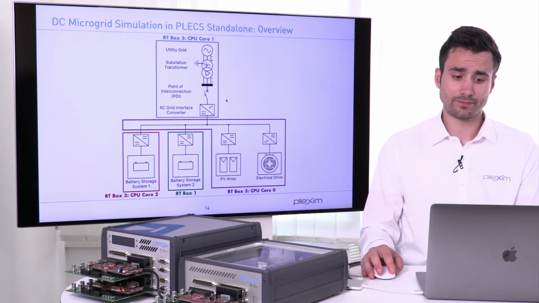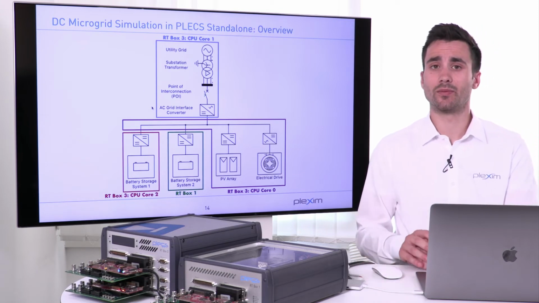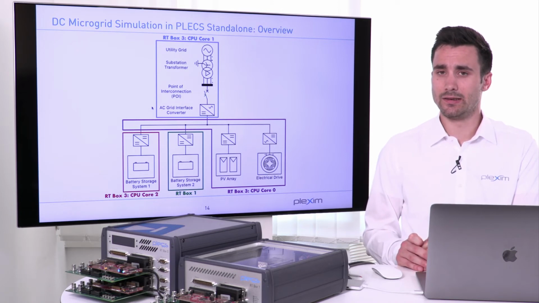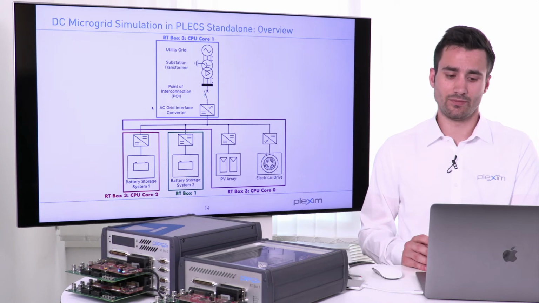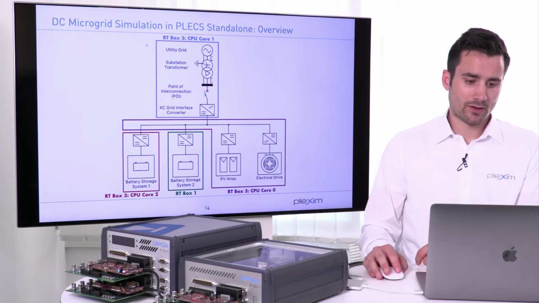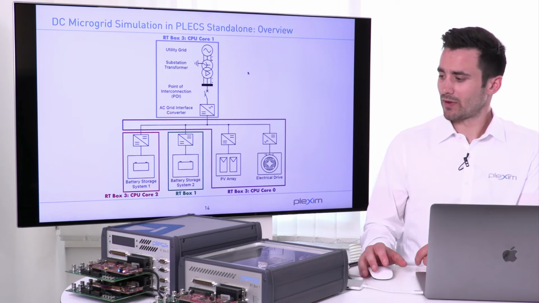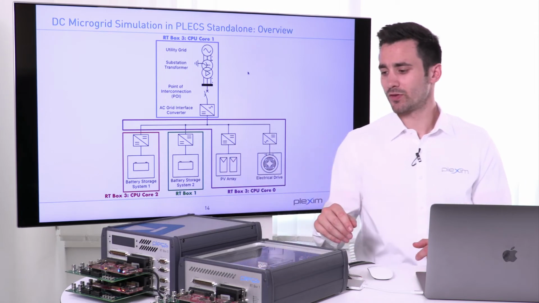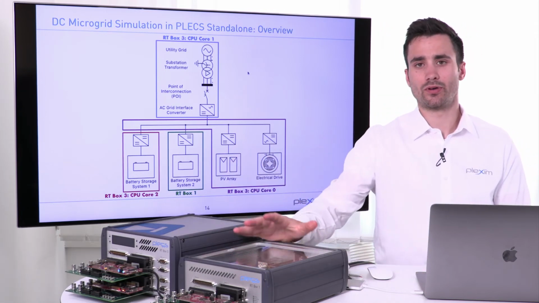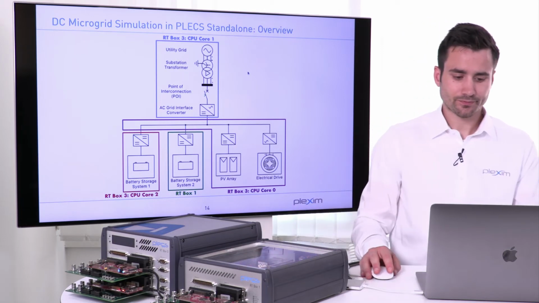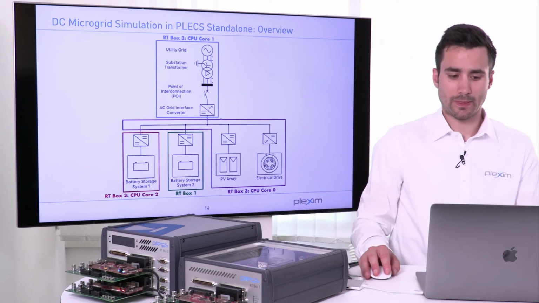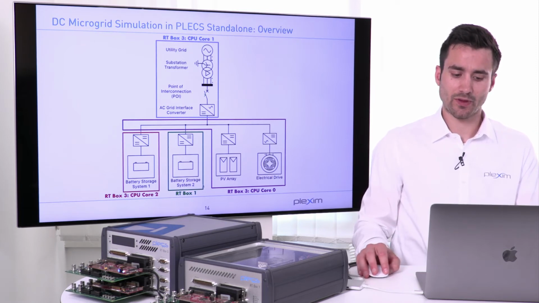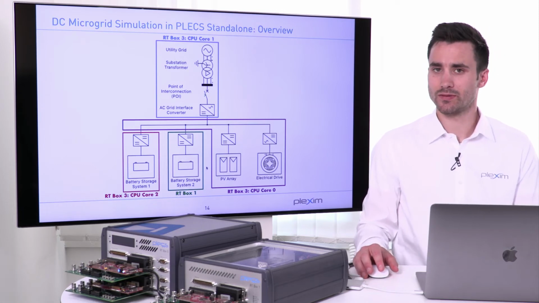You can see here how the DC microgrid model that I've shown you before in the offline simulation and on the slides is split into several subsystems. In total, we have 3 CPU cores on RT Box 3 that we can use to simulate our models, and 1 CPU core in RT Box 1. And in fact, we can split the model as shown here. On RT Box 1, we will simulate one of the battery storage systems.